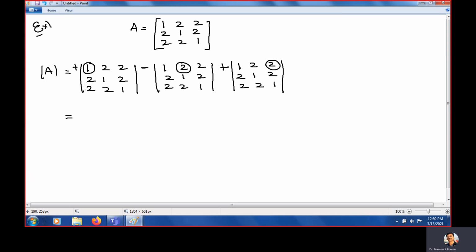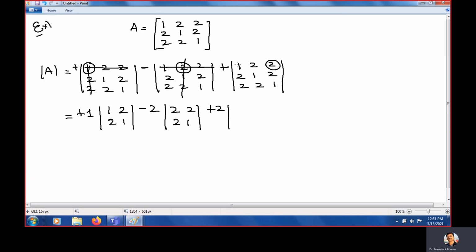Now you need to bring them out. Plus 1. And what are we going to have? This cancels. So it is 1, 2, 2, 1. Now minus 2. This 2 is outside with sign plus or minus whatever: 2, 1. And then plus 2, this 2, 1, 2, 2.